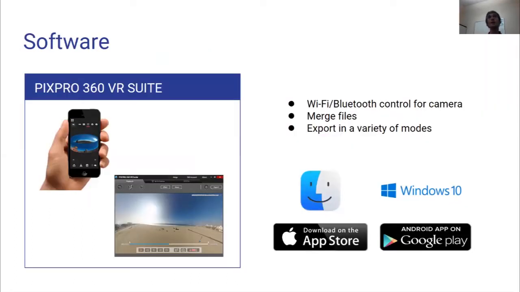And then there's software that comes with it. There's both a mobile unit and a desktop unit, so you can edit and record files. It works with Wi-Fi, Bluetooth, so you can connect it to your phone or laptop. You can merge files and also export into a variety of modes. And this is for Apple and the Windows realms.